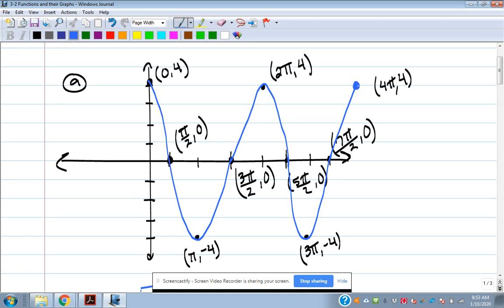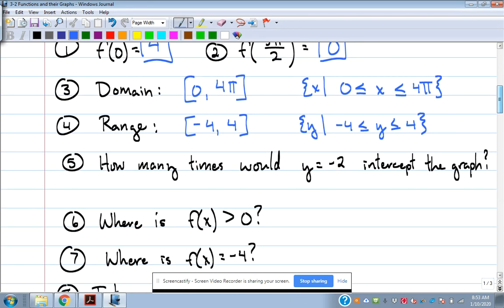We usually read from top of the page to the bottom. With the range, we want to read from bottom to top because you want to list your lowest y value first in your range. That's the reason. Good question. All right, number 5.